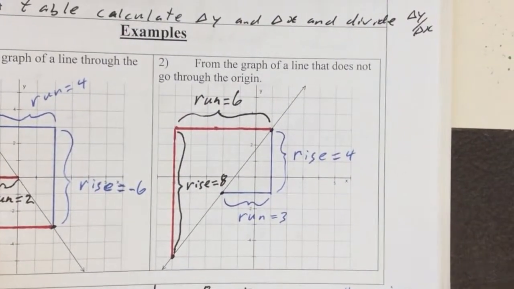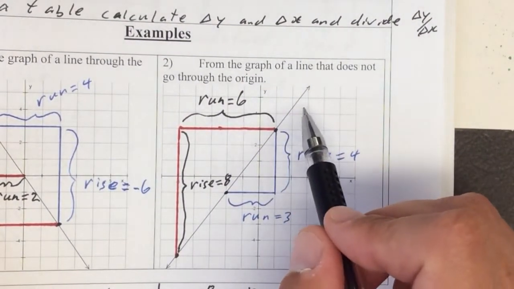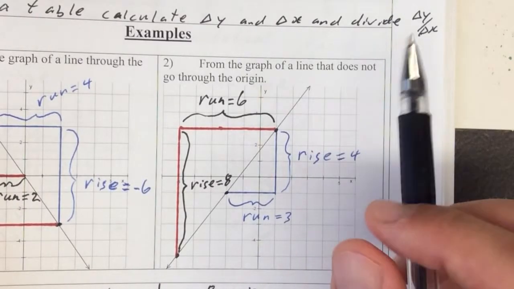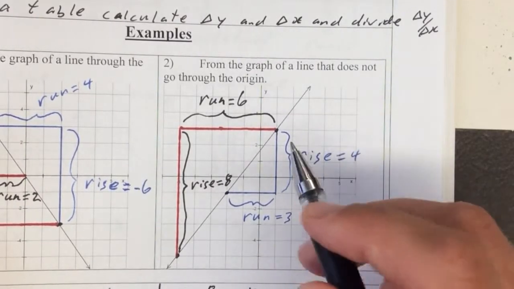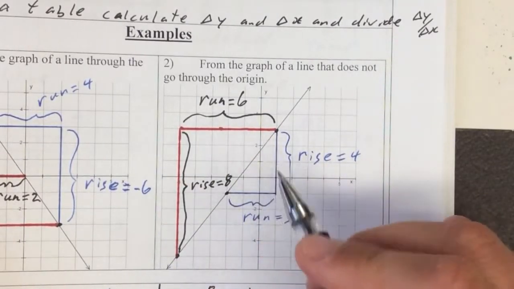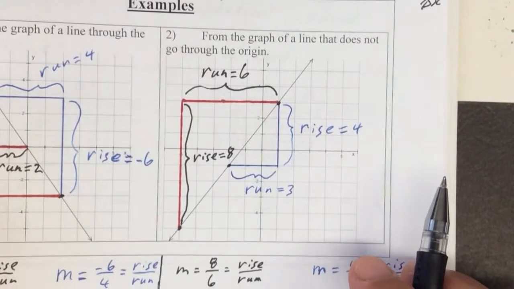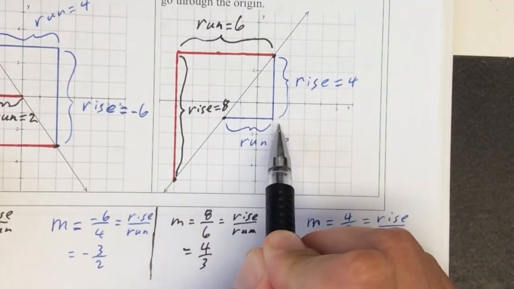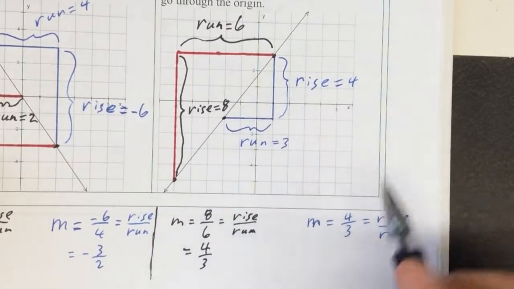So the second example, the line that does not go through the origin. If it doesn't go through the origin, and you can't actually pick out 2 clear points on the axis, you just pick out any 2 other clear points on there.